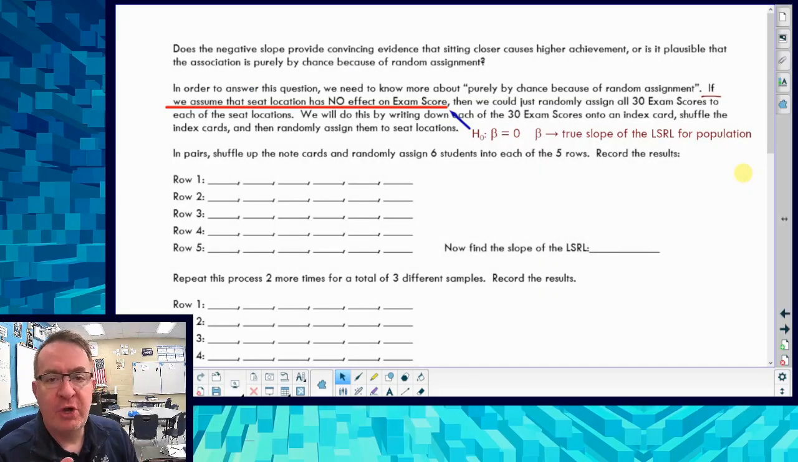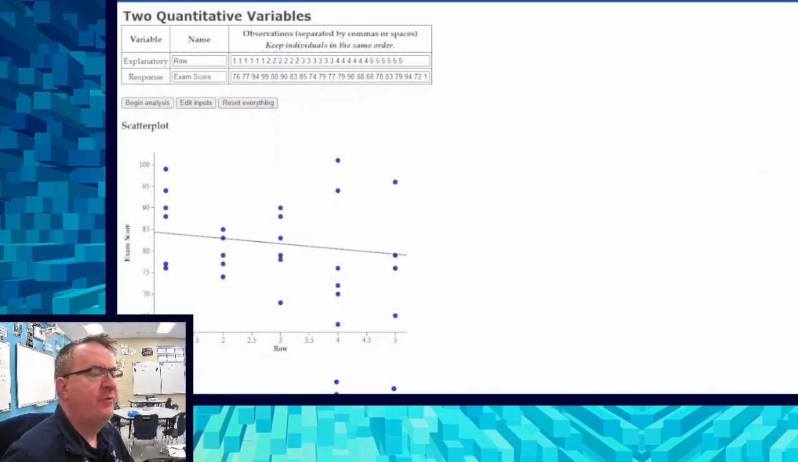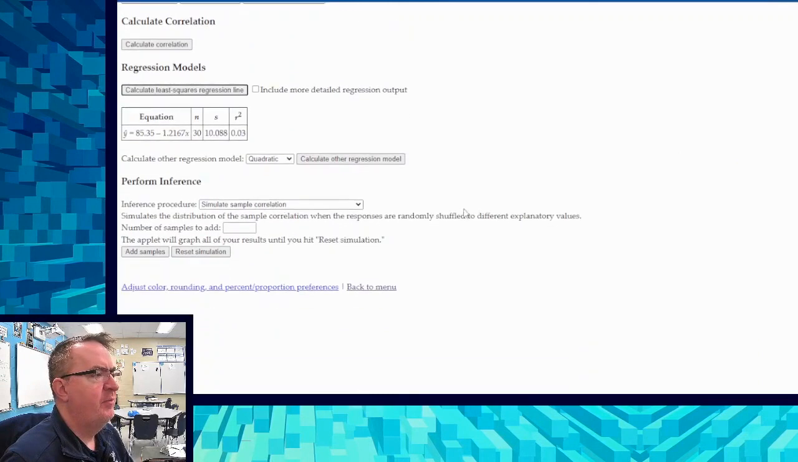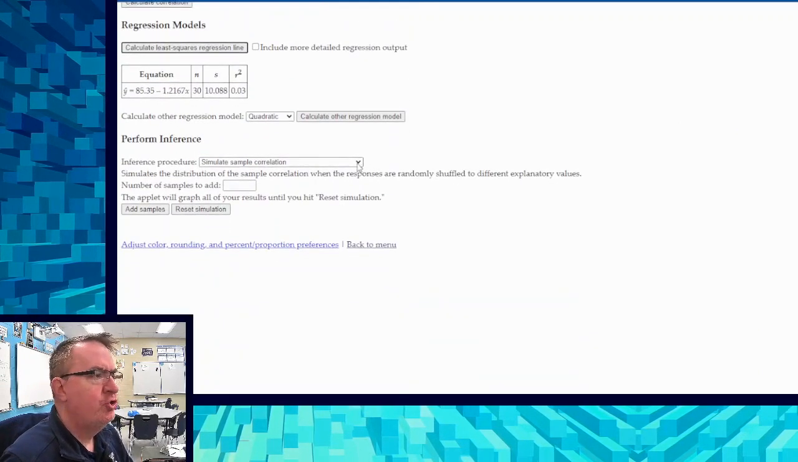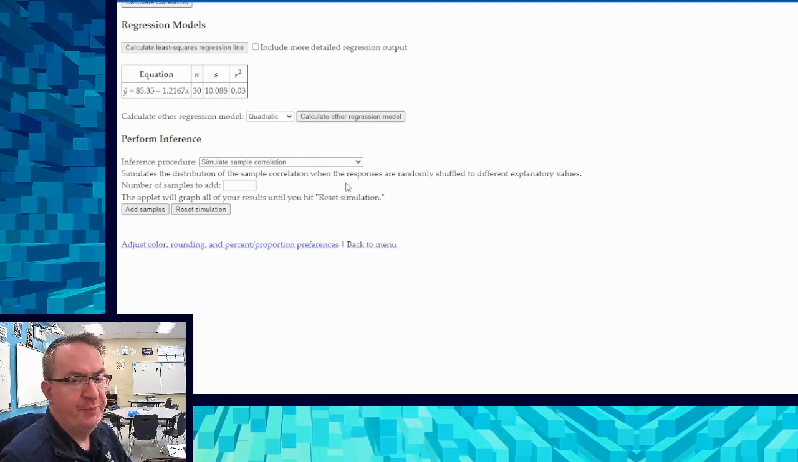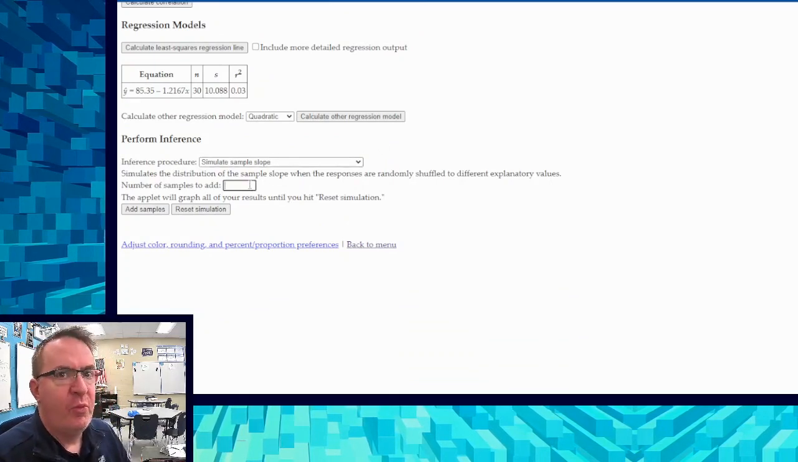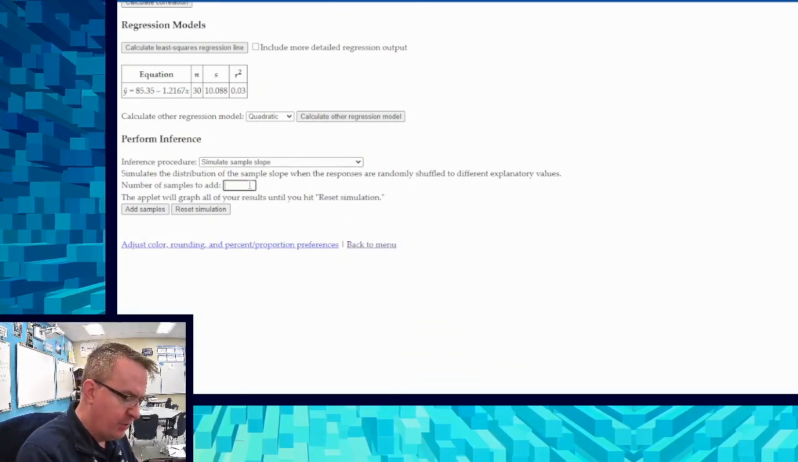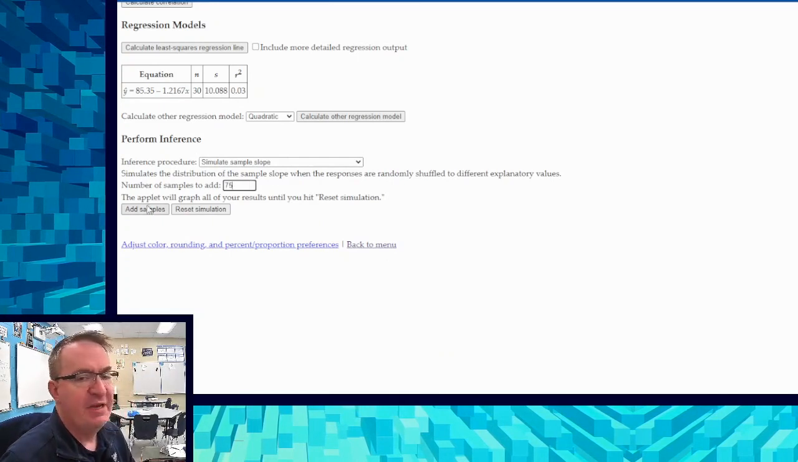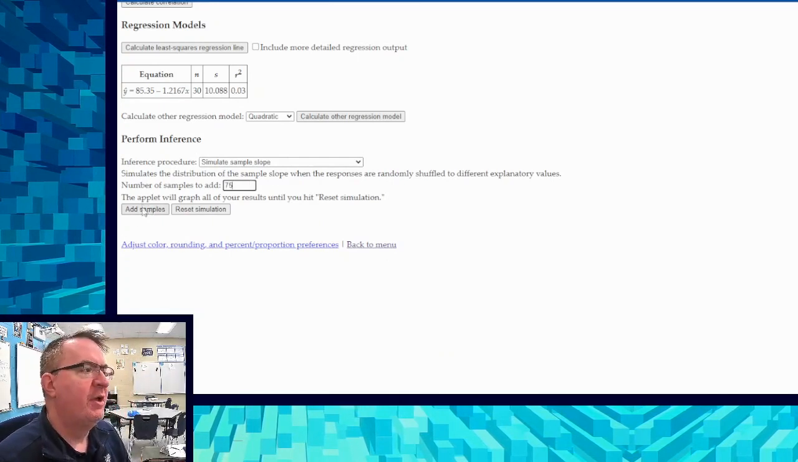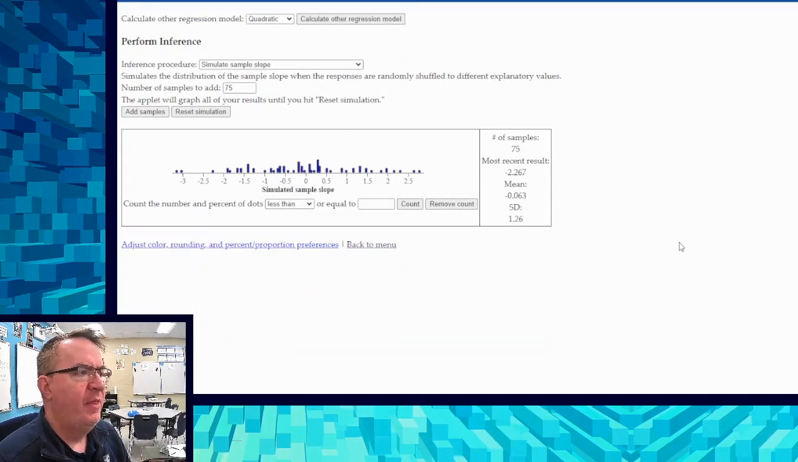Okay, so we're going to go over and see what this looks like. The Statplet has a neat little feature down here at the bottom: you can say perform inference. We're going to choose simulate sample slopes. For my class today, we had roughly 25 people in there, so we're going to type in 75 samples, so everybody did 3. If I click on add samples, that's what I get.